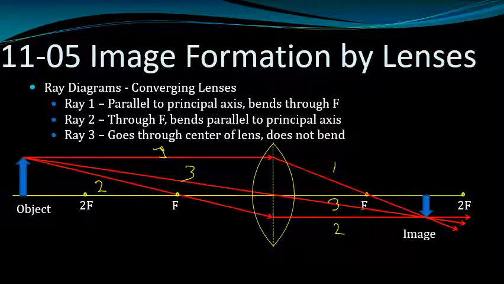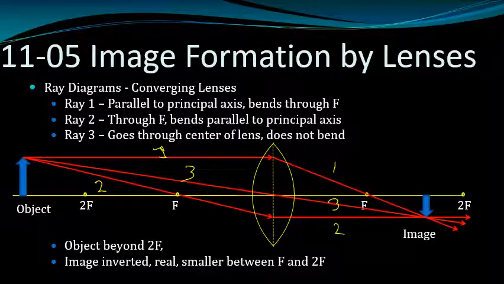So what do you notice about this image? Well, if the object is beyond 2f from the lens, the image is inverted, meaning it's upside down. It is real, the rays really cross at that point. It is smaller, and it is between f and 2f. So if you drew everything carefully to scale, you could actually measure exactly where the image would be.